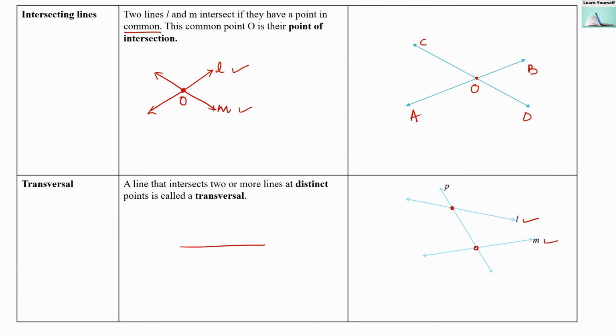I can draw more lines also, because here they say two or more lines. So here I am drawing four different lines. And when one line is intersecting all these lines at different points, then this line is said to be a transversal. So this is a transversal. Line T is the transversal, and all these lines, line L, M, P and Q, are intersected by the transversal T. So that is how intersecting lines and a transversal are different from each other.